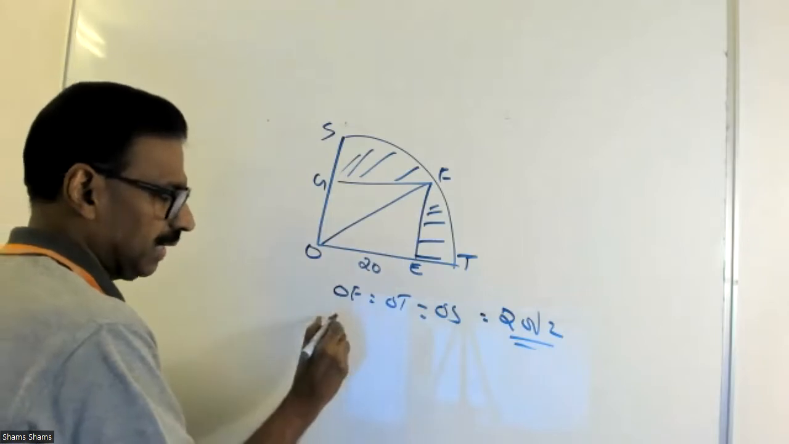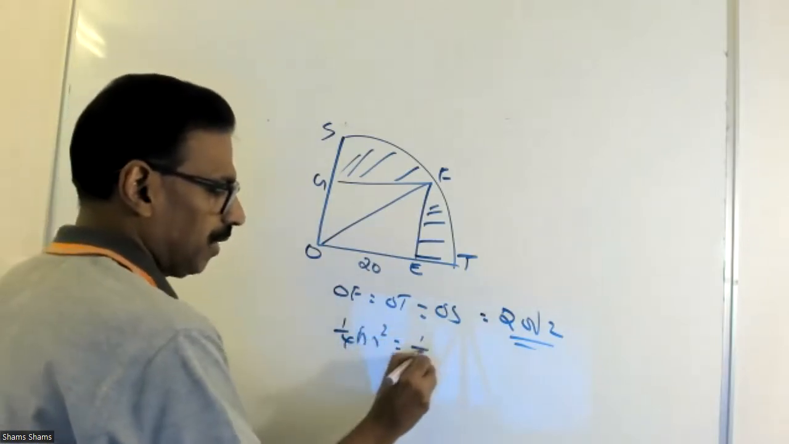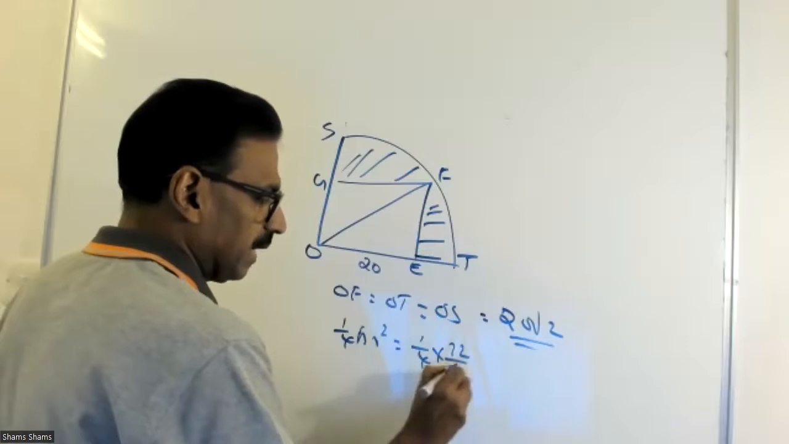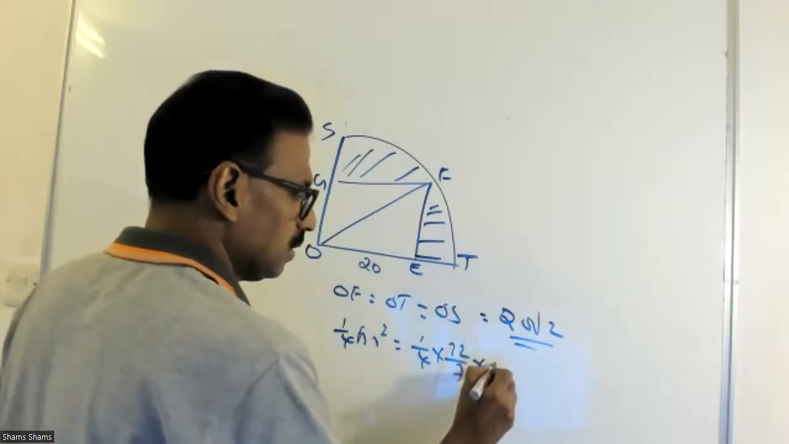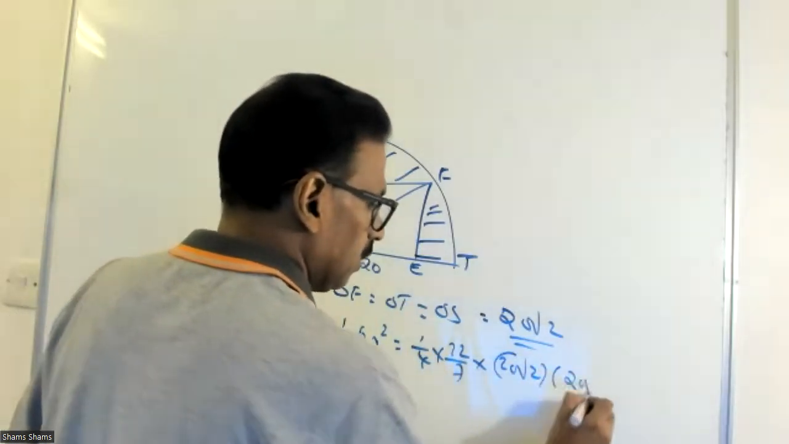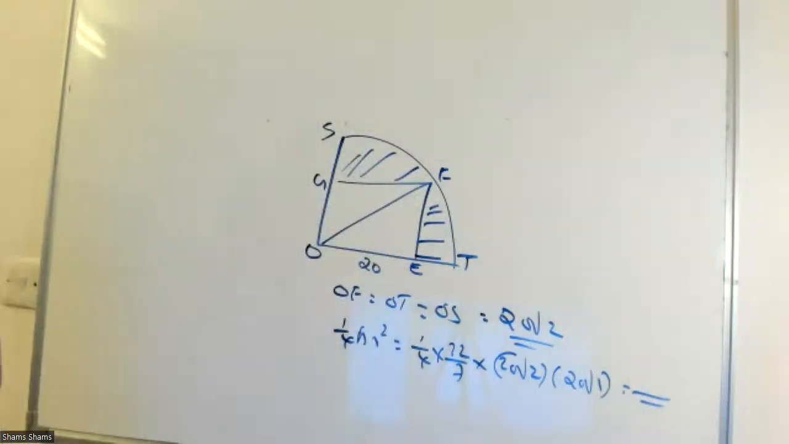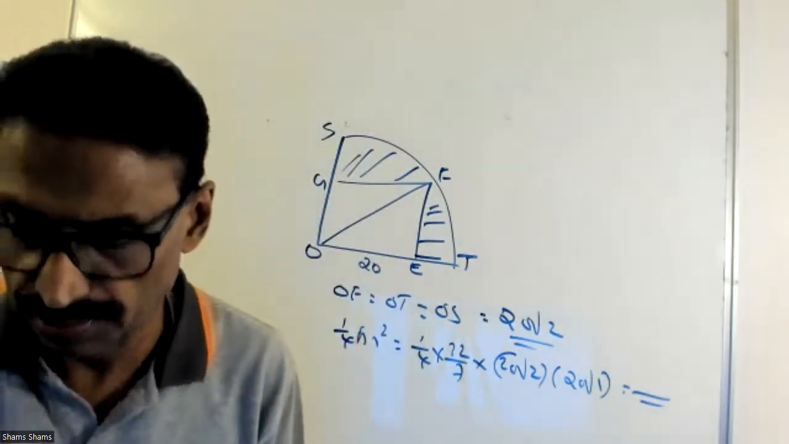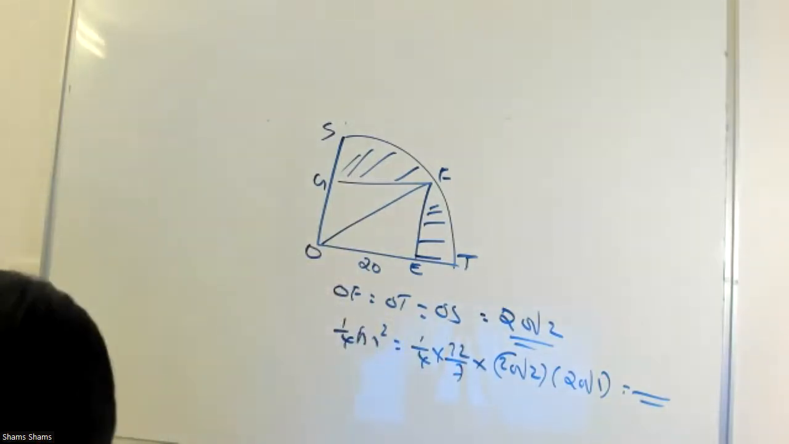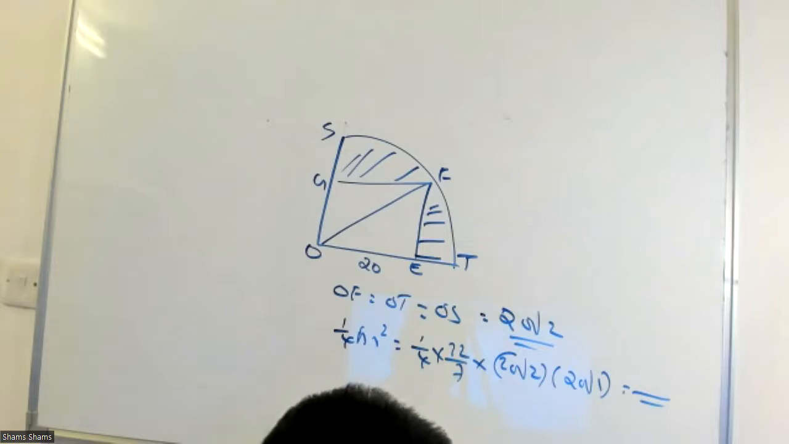Hence, area of quarter circle, 1 by 4 pi r square. 1 by 4 into 22 by 7 into r, which is 20 root 2 into 20 root 2. Find out that. Then, area of the square, 20 into 20, 400. Get the answer. So, is it clear? Plan understood or not?